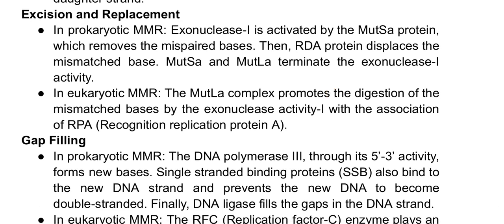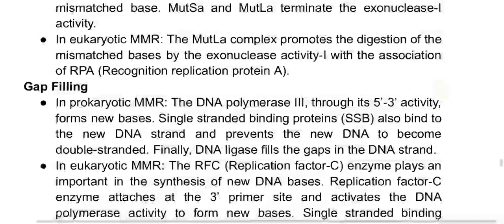Excision and replacement. In prokaryotic MMR, exonuclease 1 is activated by the MutSα protein, which removes the mispaired bases. Then the RDA protein displaces the mismatched base. MutSα and MutLα terminate the exonuclease 1 activity. In eukaryotic MMR, the MutLα complex promotes the digestion of the mismatched bases by exonuclease 1 and association of RPA, replication protein A.